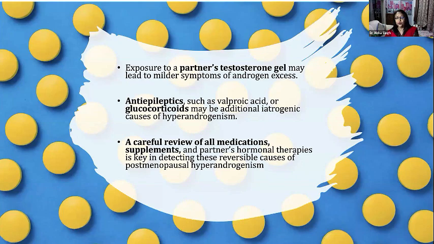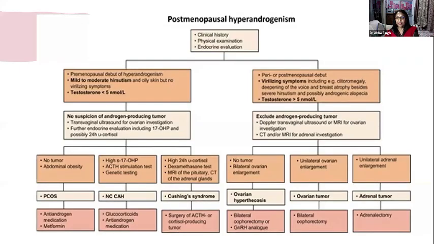of postmenopausal hyperandrogenism. Once you have a patient, there is a clinical history, you have done a physical examination, you have done an endocrine evaluation. Then you place her into mild or moderate, or you place her into severe. So mild to moderate will be where testosterone levels will be less than 5 nanomoles. And if they are more than 5, then that will be severe. And there may be presence of virilizing symptoms.